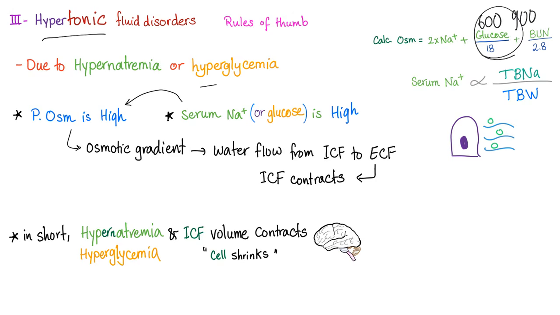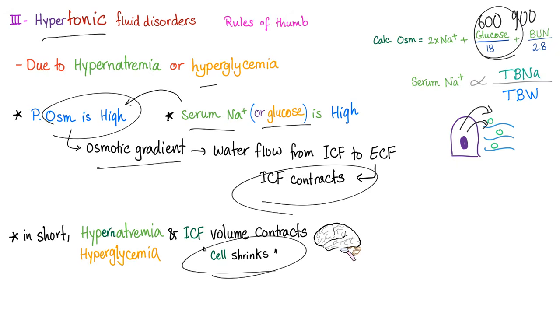If you have a hypertonic disorder, by definition, the plasma osmolality is high. Why is that? Could be due to serum sodium is high or serum glucose is high. Either way, we have an osmotic gradient that's going to pull water outside of the cell. The ICF is going to contract. If this is your brain, neurons are going to shrink, leading to mental status abnormalities. That's why we have hyperglycemic coma.